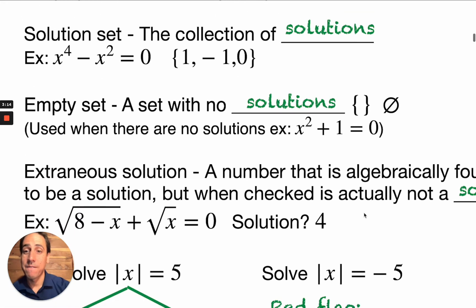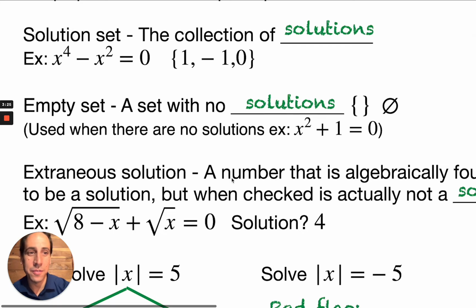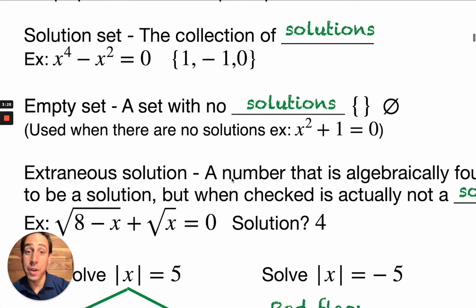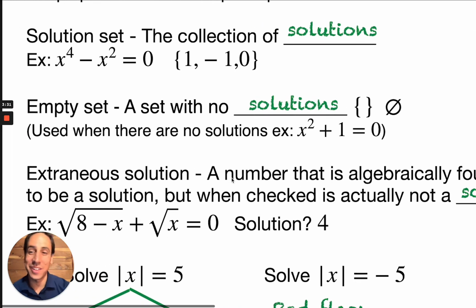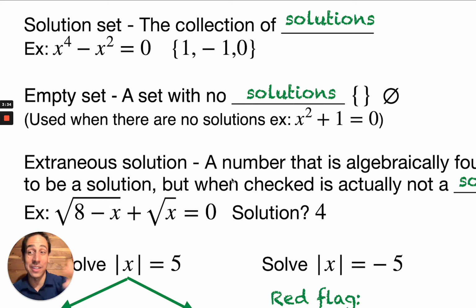Check this out. Fun fact, you could actually follow all the rules and get wrong answers. Technically, it's called an extraneous solution, which is a number that is algebraically found to be a solution, but when checked is actually not a solution. You could do all of the right things, all the algebraic techniques that seem to be okay, and then all of a sudden end up with answers that are actually not true. I will describe to you exactly when that might occur, so you don't have to doubt math.